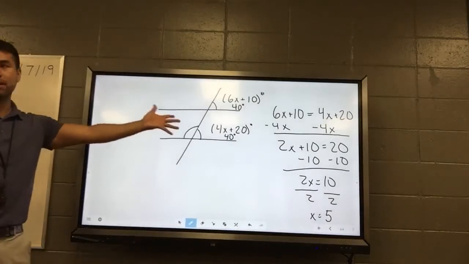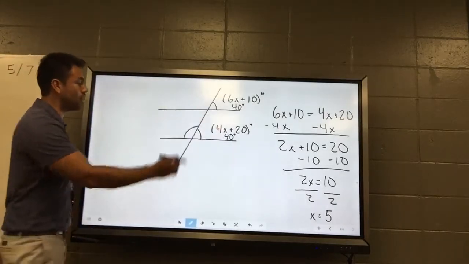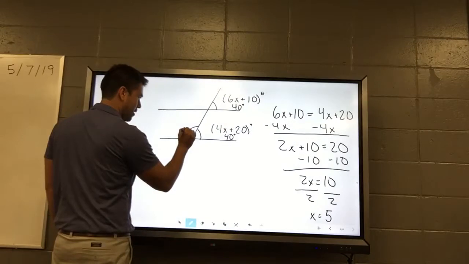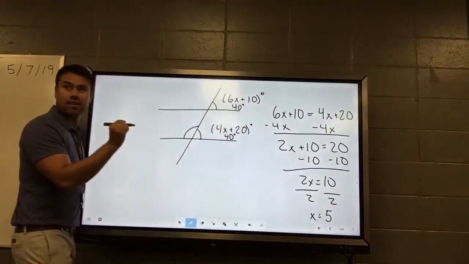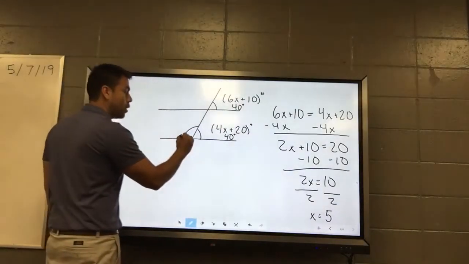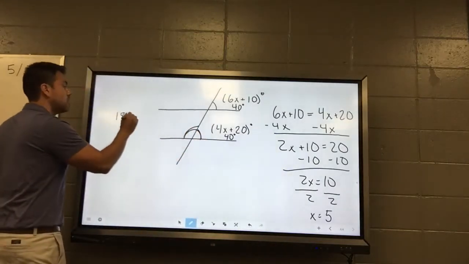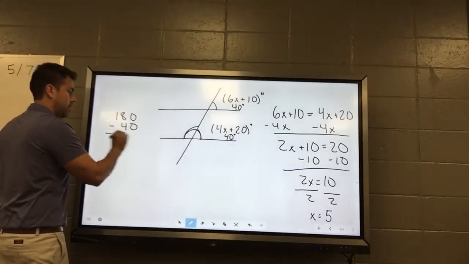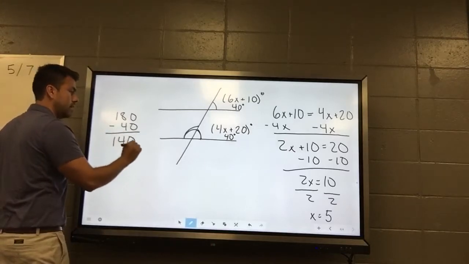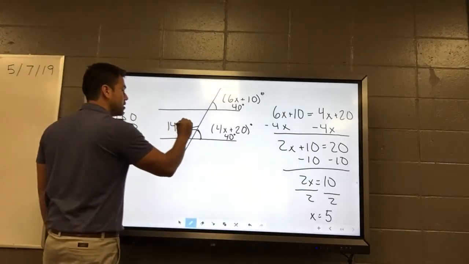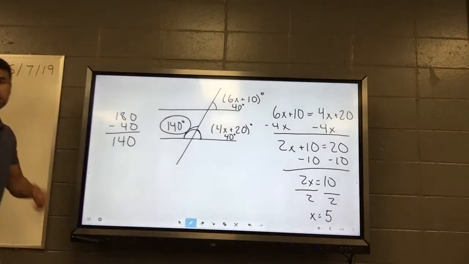That's not my answer. It's not 40 degrees. I want to know what this angle is right here. How'd you get that? Because I know that both of these have to equal 180. Good. So the rest is 180 minus 40, and you get 140 degrees. That's the answer that they wanted.